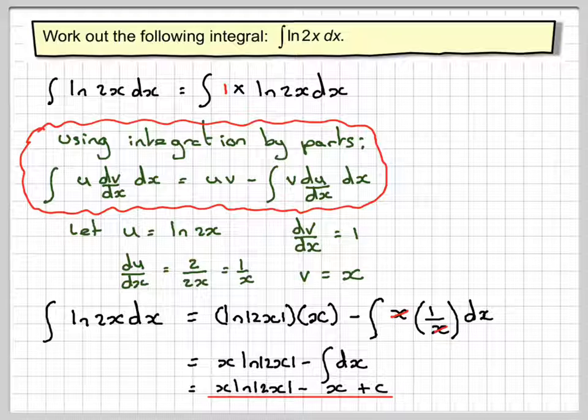So this has been a video to show you how to find the integral of ln of 2x. I hope you've understood, and I thank you very much for watching.